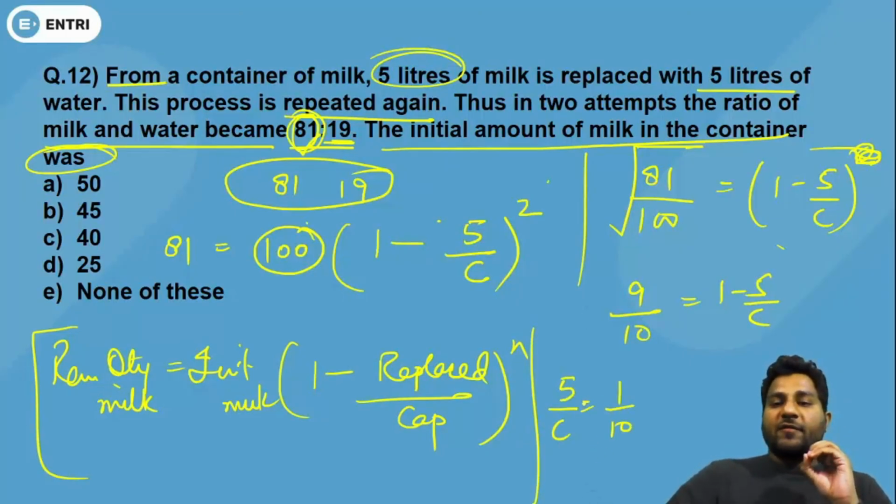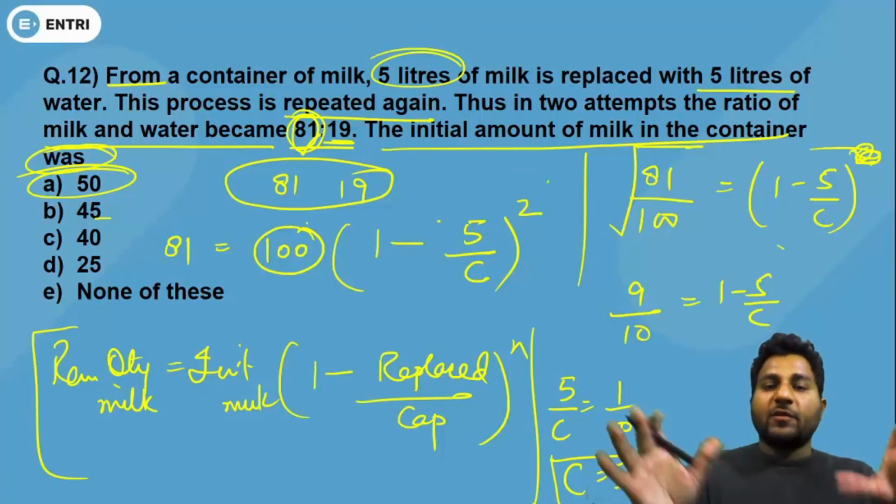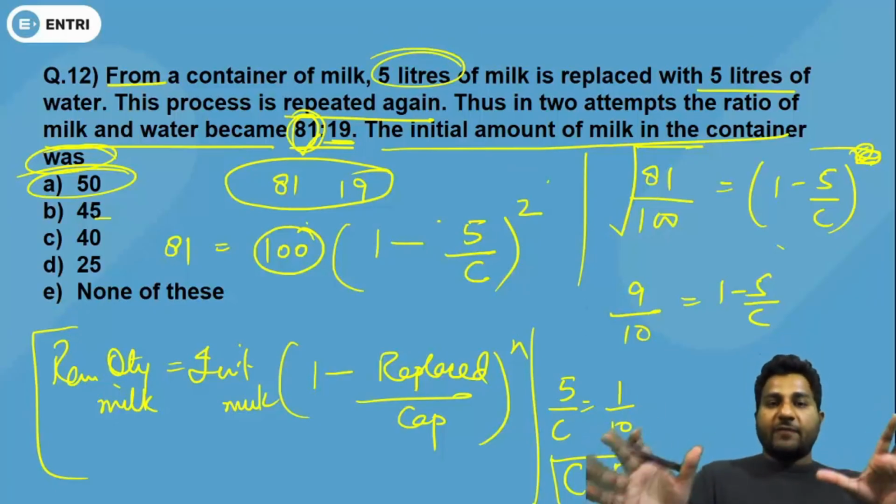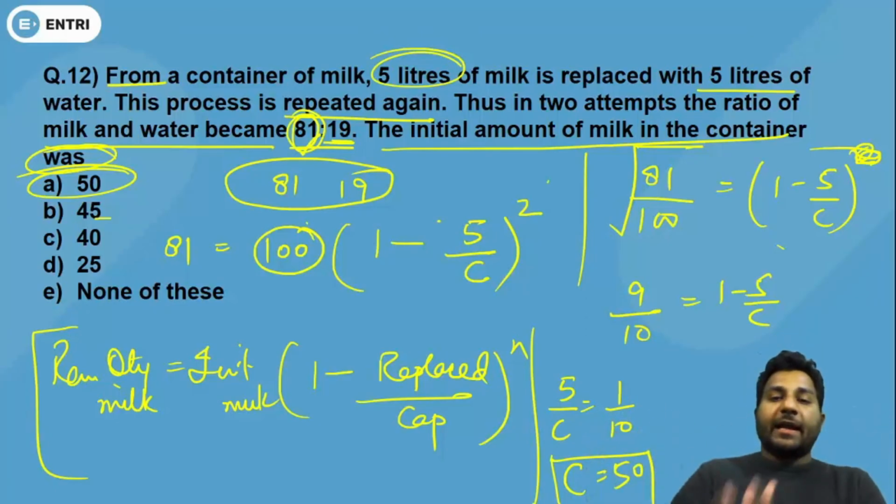5 by c is 1 by 10. That means the original capacity was 50 liters. So it was a piece of cake question. You just have to use the concentration technique.